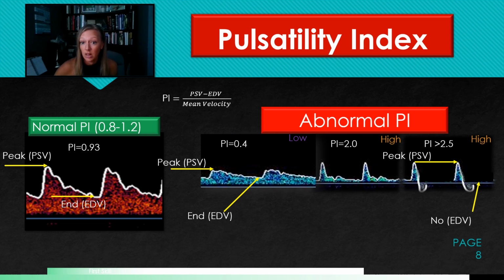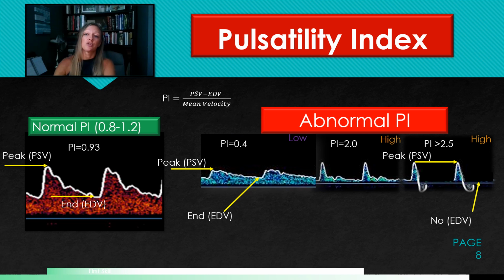To give a sample of the differences of what the pulsatility index looks like when it is elevated or decreased: the first picture on the right is for a low pulsatility index, a PI of 0.4. You can see that there is higher end diastolic velocity. The trough is 50% of the peak. This happens in situations such as hyperemia, vasodilation, tumors, AVMs, and post-stenotic flow.